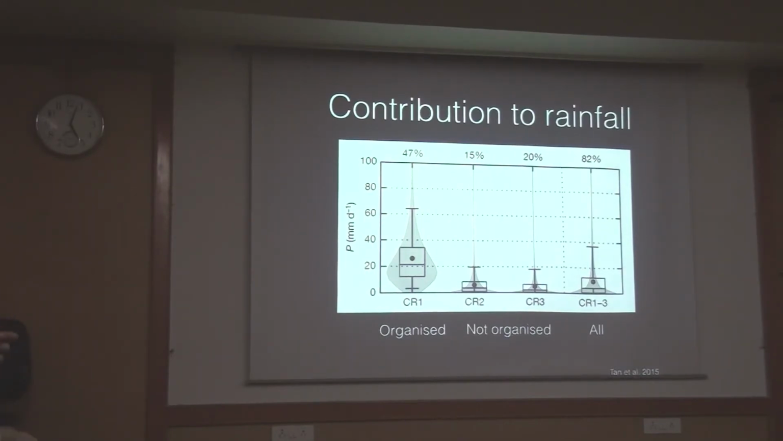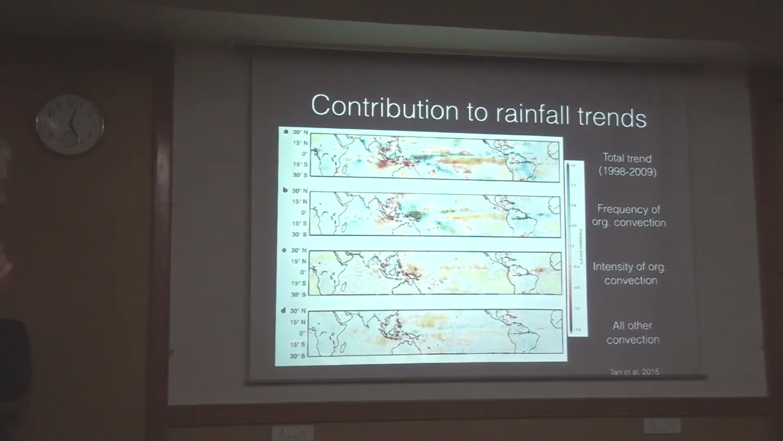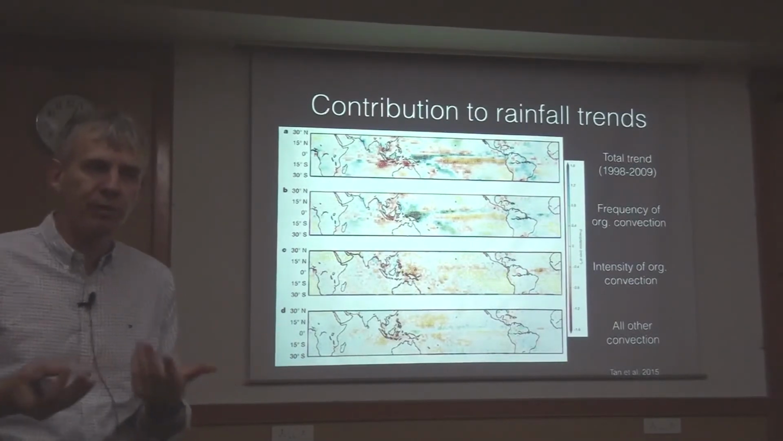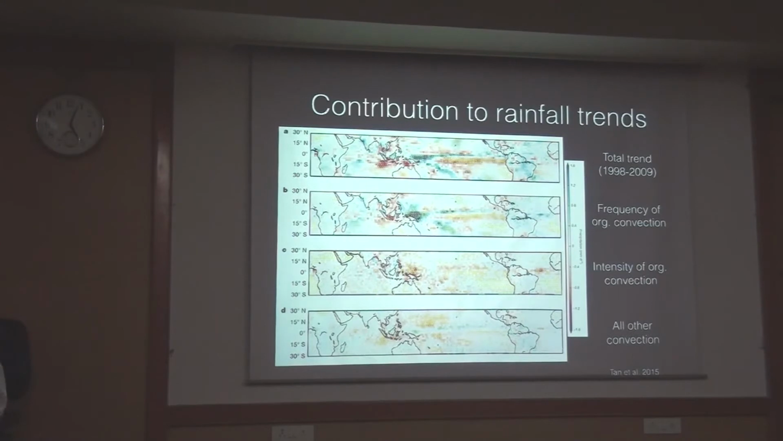And the final figure of the day is from a paper a student of mine did, looking at trends in rainfall and asking the question, is the trend in rainfall somehow related to this organized convection or not? And what he found was quite surprising. So this is the trend in rainfall, and it's short because we don't have all that much data. So trend is not quite the right word.